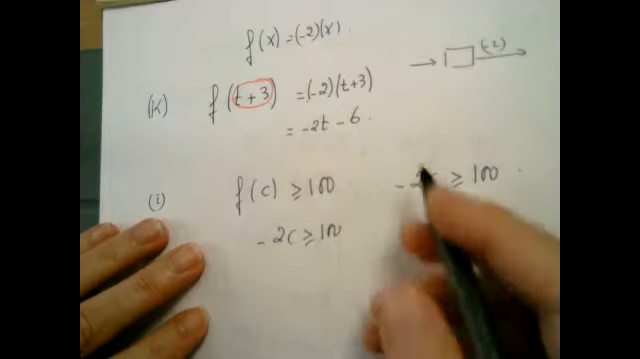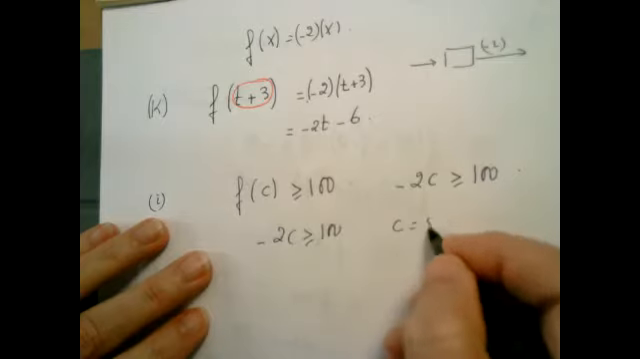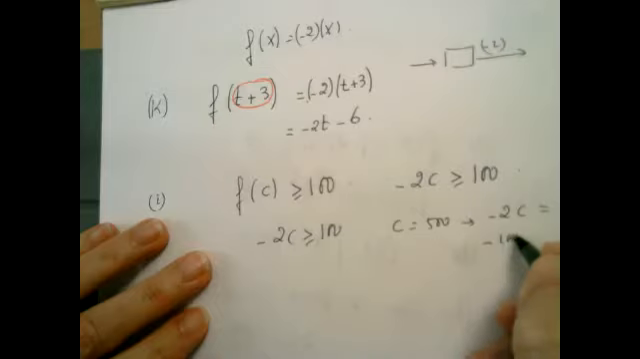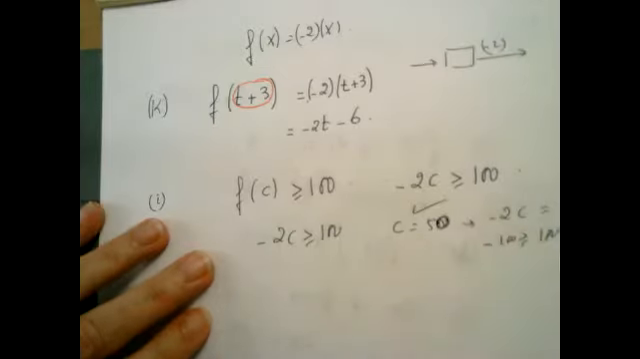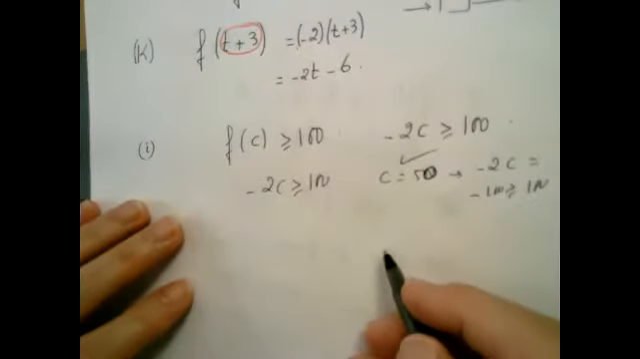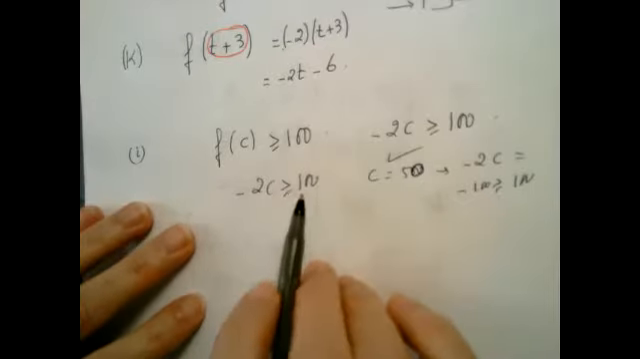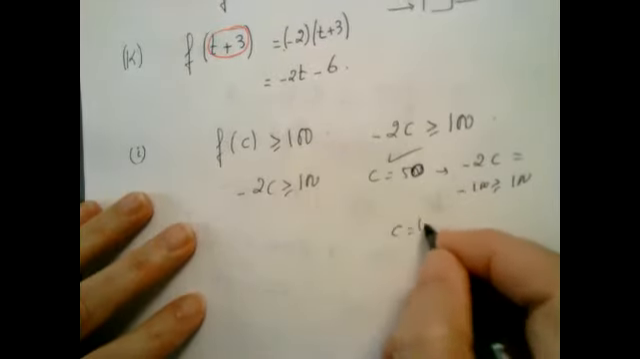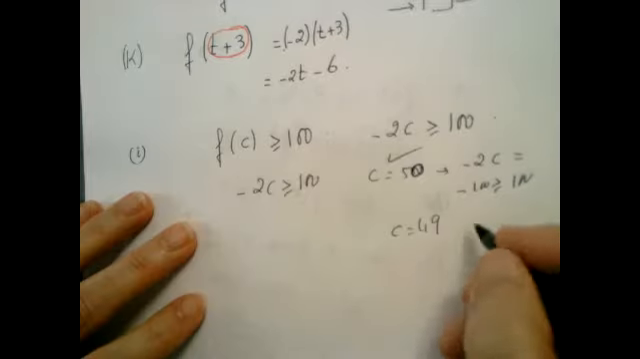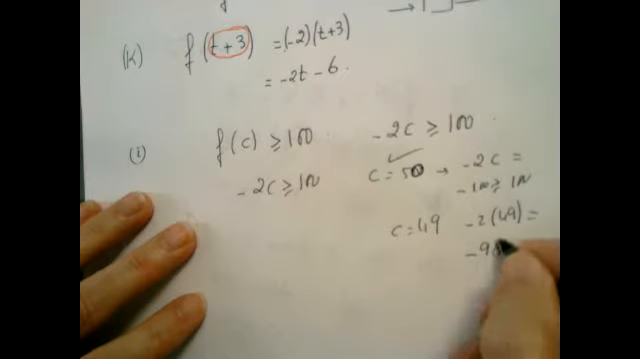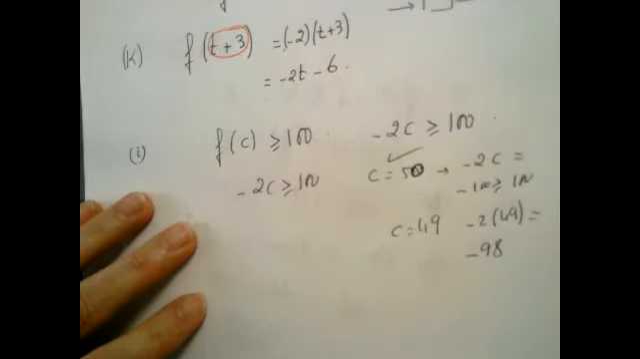50. Is he right? If I take c to be 50, minus 2c means minus 100 bigger than 100. Does 50 work? Who can give me another one? Bigger or equal. So if I take another student, give me 49. Is he right? Minus 2 times 49 is going to give me minus 98, right? Is this bigger than 100?